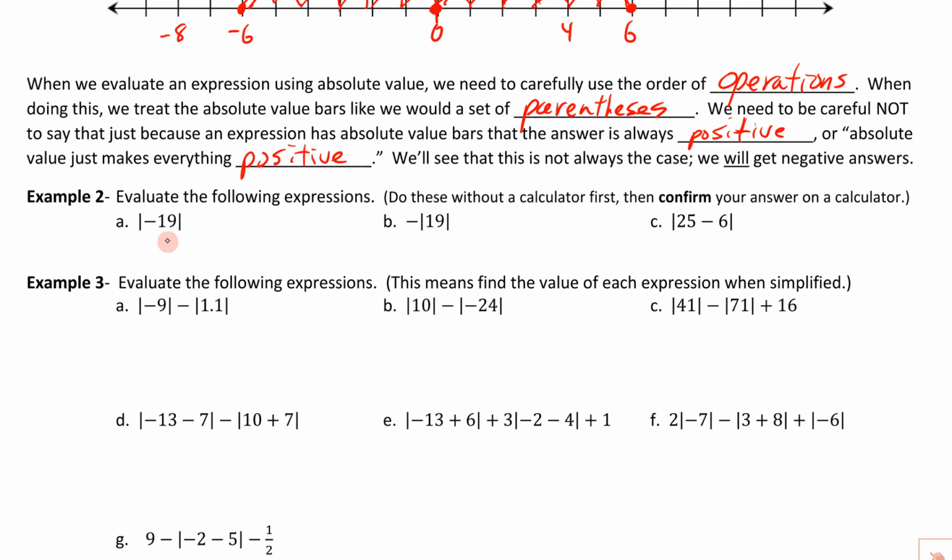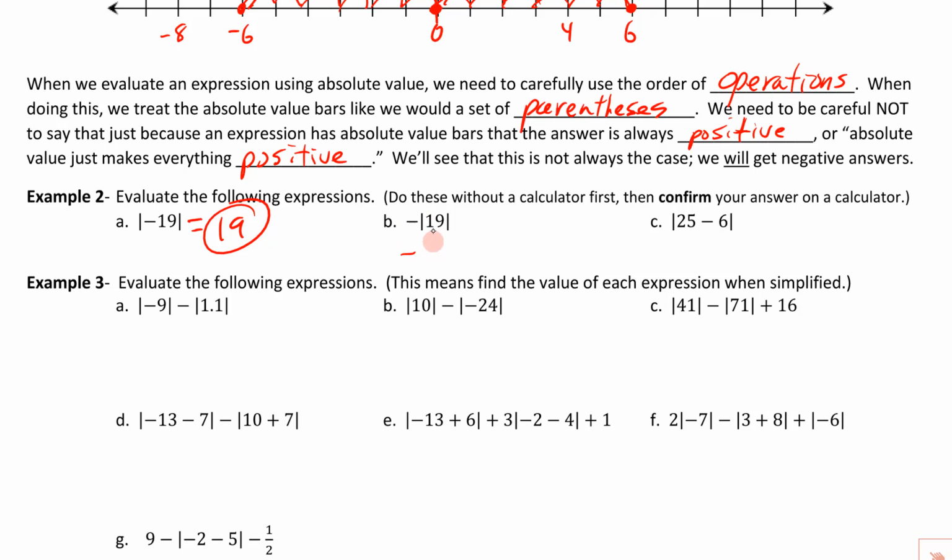So let's take a look at a simple expression like this. This is the absolute value of negative 19. So again, how far is negative 19 from 0? Well, the answer to that is it's 19 units from 0. But take a look at this slight difference right here. This negative is outside the set of parentheses. So when we're evaluating this, we figure out what the answer is to the inside of the absolute value, and then we apply that negative to it. So this is really like -1 times whatever the answer is.